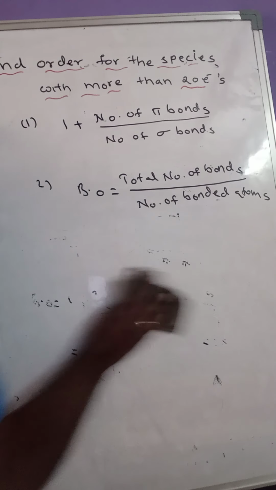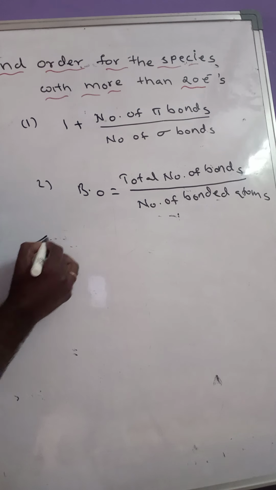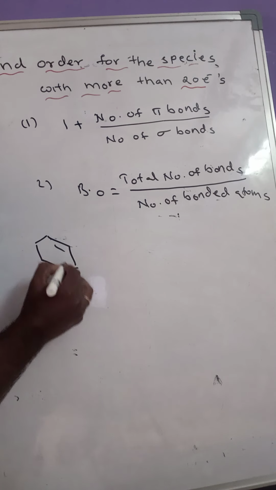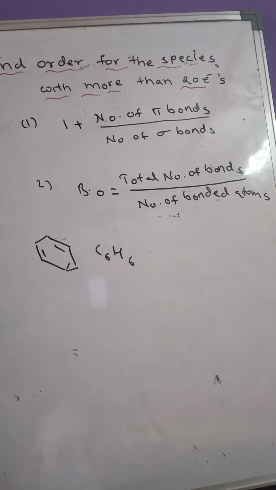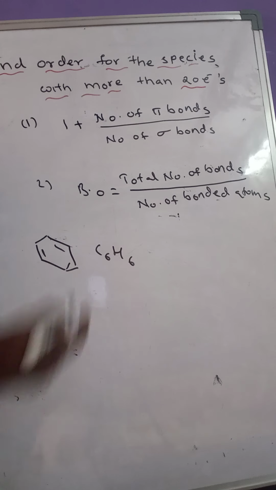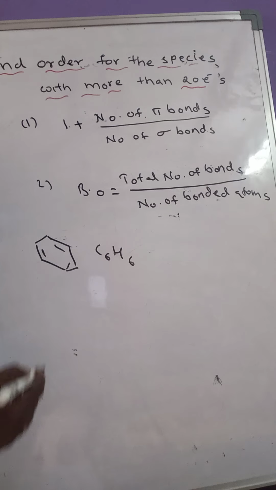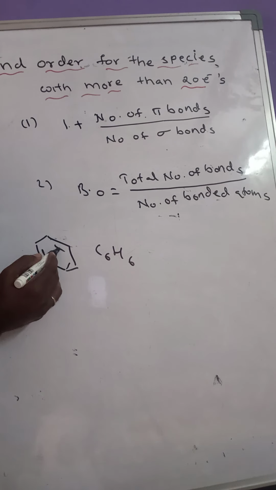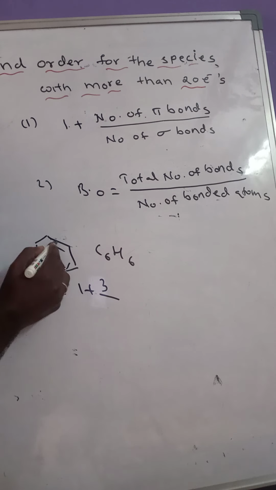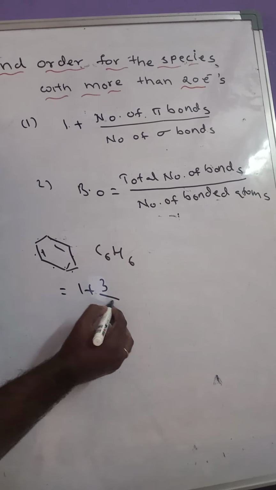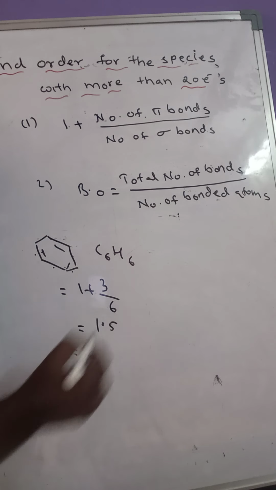Now come to benzene. What is the benzene formula? You know that benzene formula is C6H6. So here one simple formula you can use: first one is 1 plus number of pi bonds by number of sigma bonds. How many pi bonds here? 1, 2, 3. So 1 plus 3 by 1, 2, 3, 4, 5, 6 sigma bonds. So 1 plus 3 by 6, you get 1.5.